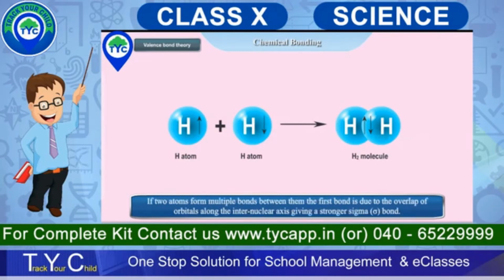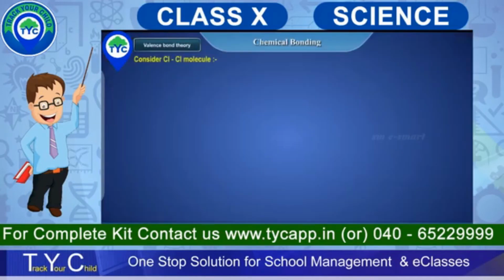If two atoms form multiple bonds between them, the first bond is due to the overlap of orbitals along the internuclear axis, giving a stronger sigma bond. After formation of the sigma bond, the other bonds are formed due to the overlap of orbitals sidewise or laterally, giving weaker pi bonds. The sigma bond is stronger because the electron pair is concentrated more between the two nuclei due to end-to-end or head-on overlap and is attracted to both the nuclei. The pi bond is weaker due to the lateral overlap of p orbitals, which is not to a greater extent. Consider the Cl2 molecule.